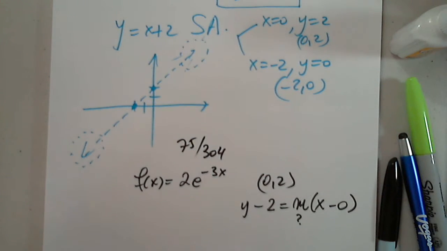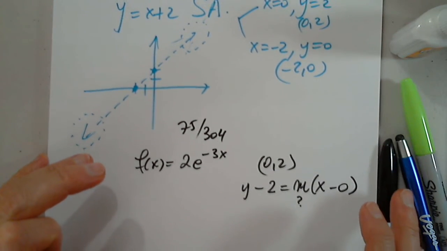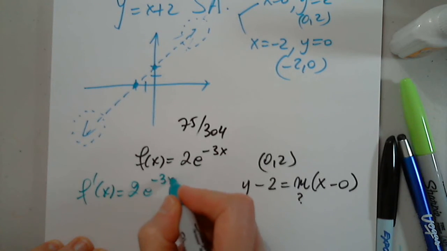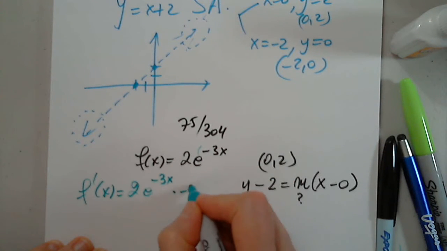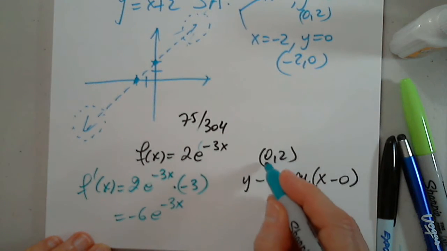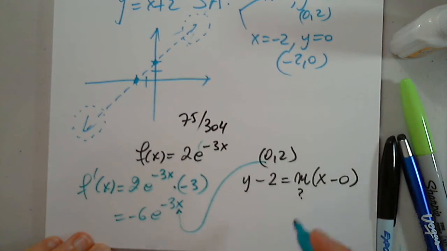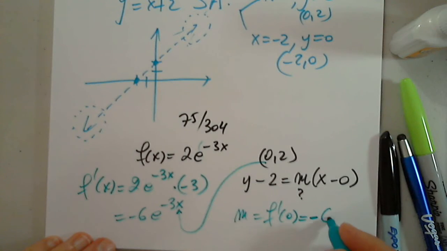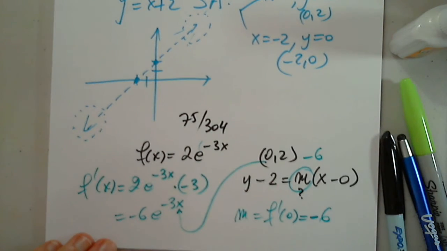How do we find this? Do you have to find the derivative? Of course, f prime of x is 2e to negative 3x times the inner function prime. Please make sure you put parentheses. So this is negative 6e to negative 3x. And all I have to do is just plug in 0 now. So this slope is f prime of 0. And when I plug in 0, this is 0. E to 0 is 1 times negative 6. So this is negative 6. So this number is negative 6.